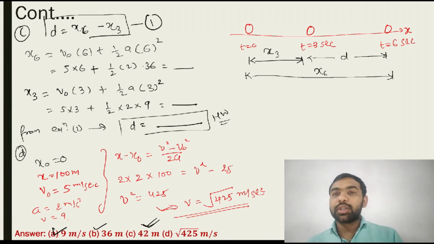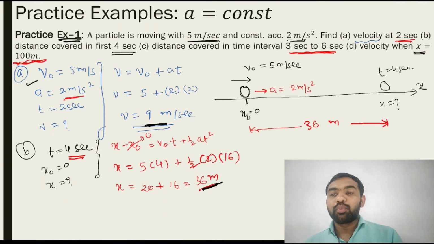Okay. All of you, note this full example in your books. We solved a number of things: velocity, distance in a time interval, velocity at a particular distance, like this. We solved a number of examples here. All of you, note it.